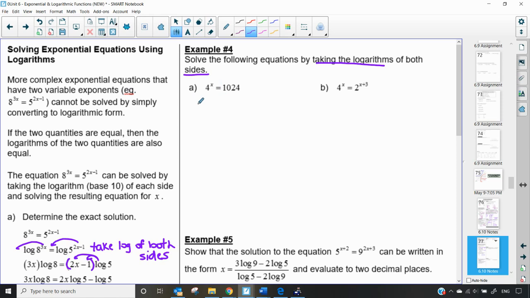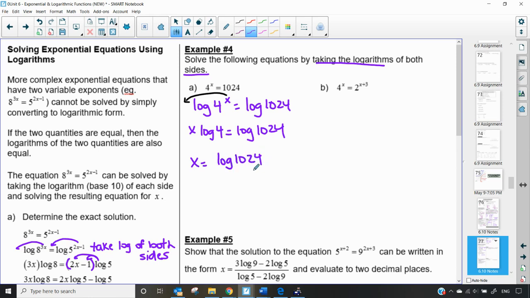Other times you're limited based on what options you have. All right, so if we want to take the log of both sides, we're going to write log of 4 to the x equals log of 1024. Using our exponent or log laws, we can bring this x forward. And so we have x log 4 equals log of 1024. Now to get x by itself, we're going to have log of 1024 divided by log of 4. And putting that into our calculator, we're going to get 5.